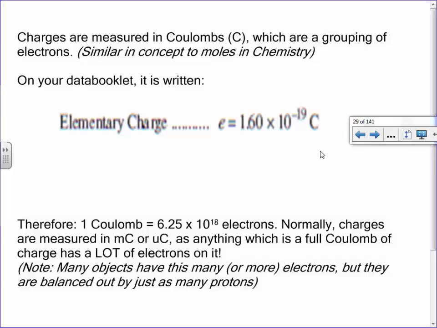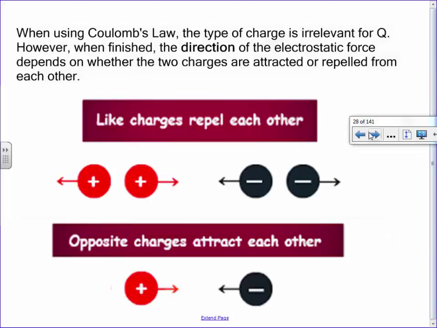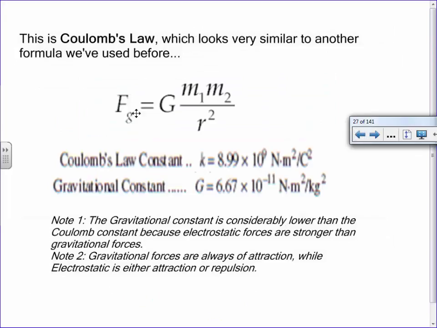Do we care about the positives or negatives? Not when we use the formula. So don't worry about putting in pluses or minuses. Just worry about figuring out whether they attract or repel later, which is why many of the formulas you see have absolute value signs around them. I don't know that this one here does, but we usually use absolute value signs to indicate that we don't actually care about direction.